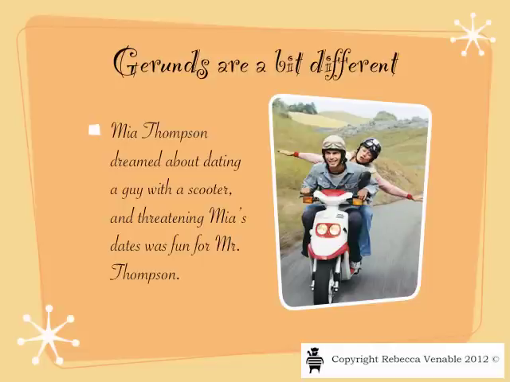Gerunds function differently and structure sentences in a different way. So this sentence is not parallel. Mia Thompson dreamed about dating a guy with a scooter, and threatening Mia's dates was fun for Mr. Thompson. Now, we have this verb here, threatening, and this is a gerund. And because this is not a parallel sentence, we need to change this so we have 2 gerunds. So let's understand what those are.